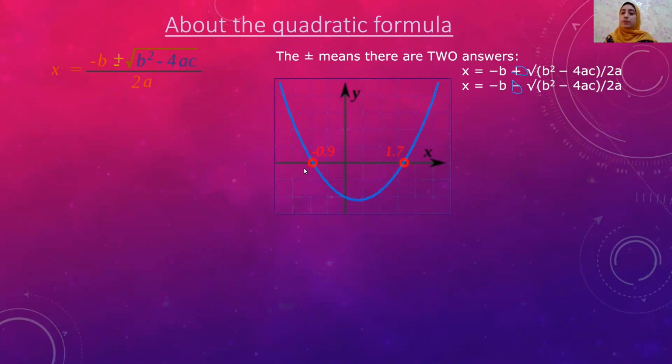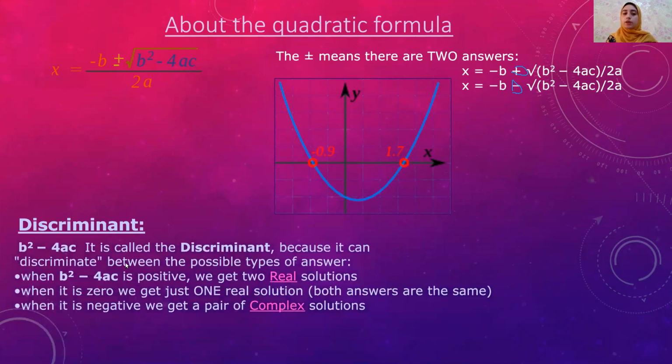Who can help us know how many real roots there are in this quadratic equation? Well, we use the discriminant. The discriminant helps us know how many roots exist for this equation. The discriminant is b squared minus 4ac. It's called the discriminant because it can discriminate between the possible types of answer. We have three types here.